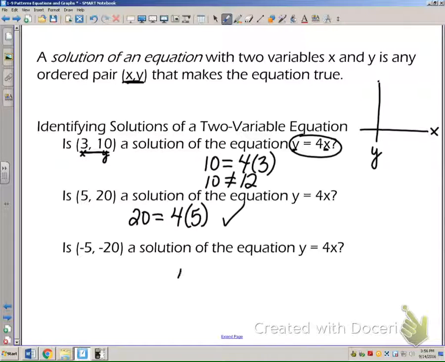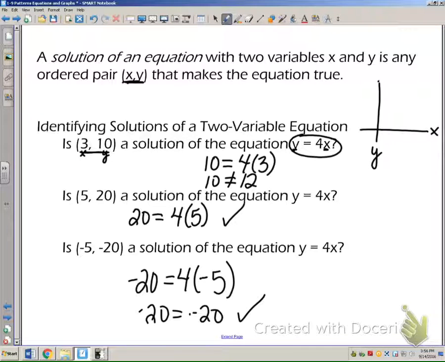Let's try it again. 4 times negative 5 should equal negative 20 if this is a solution. A positive times a negative. Think of the song: multiply or divide, it's an easy thought. Same signs are positive, but different signs are not. They're not positive, therefore they are negative. And negative 20 is equal to negative 20. So negative 5, negative 20 is a solution to this equation.